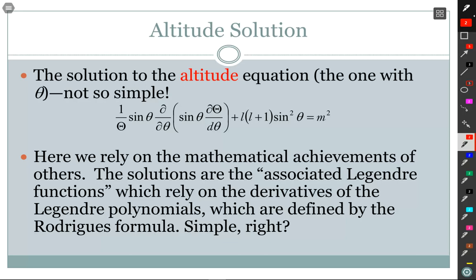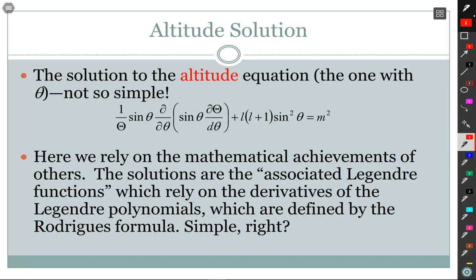And so people have found that the solutions are the associated Legendre polynomials. What are the associated Legendre polynomials? Well, it's simple. You have the derivatives of the Legendre polynomials. That's why they're associated Legendre functions. They're associated because they're associated with Legendre polynomials. And how do you get those Legendre polynomials? Well, duh, you just use the Rodrigues formula.